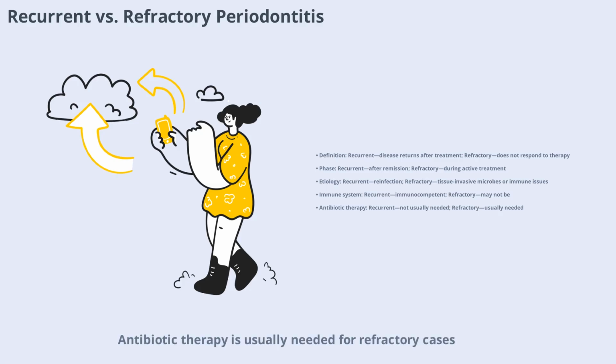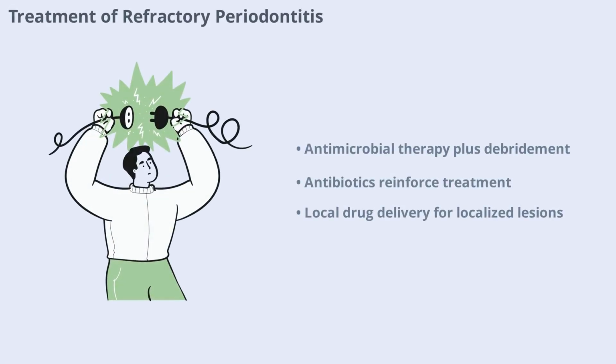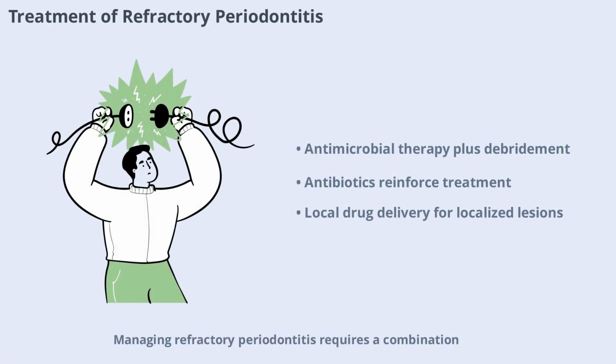Antibiotic therapy is usually needed for refractory cases, while it's not typically required for recurrent cases. Managing refractory periodontitis requires a combination of antimicrobial therapy and mechanical debridement. Antibiotics are used to reinforce mechanical periodontal therapy and help the host defense system by targeting subgingival pathogens that persist after conventional treatment. In some cases, intrasulcular irrigation with povidone iodine or chlorhexidine solutions is effective.